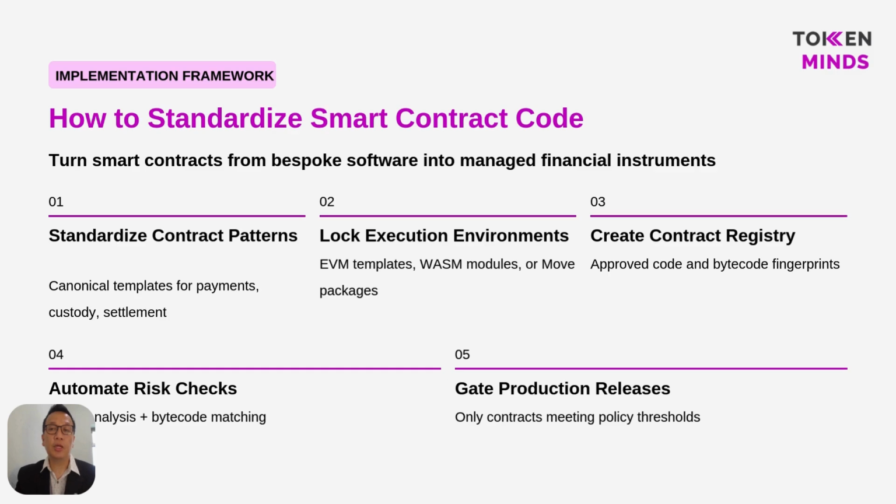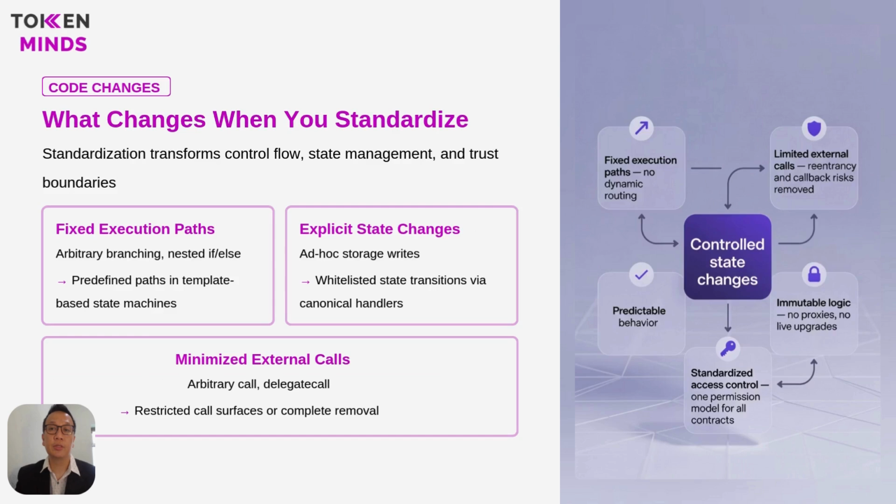The fourth step is running automated risk checks, including static analytics and execution path validation before deployment. The final step is deployment gating, where only contracts that pass policy thresholds are allowed into production. The result is that deployment becomes a governed workflow, not an ad hoc engineering decision.